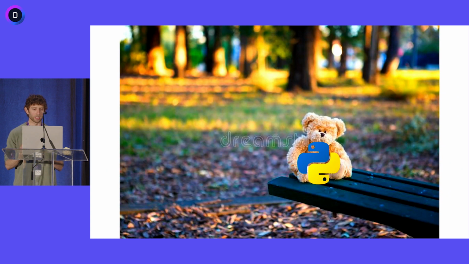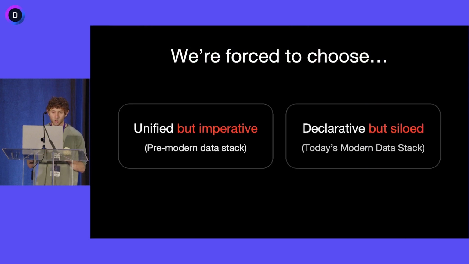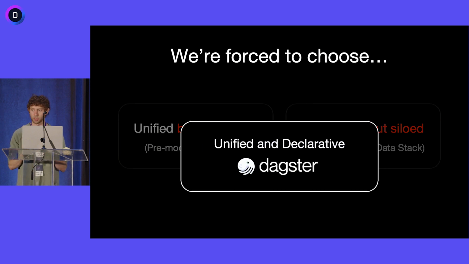And you might also notice that Python has largely been left behind in this picture. By focusing on specialty tools that simplify common data patterns, we risk losing our ability to run generalized computation when we need it. So we're forced to choose between A, a unified approach that's stuck in an imperative paradigm, or B, a declarative approach without a unified control plane. I don't think there's any fundamental reason we need this trade-off. We can have a declarative asset-based orchestrator that supports polyglot compute.